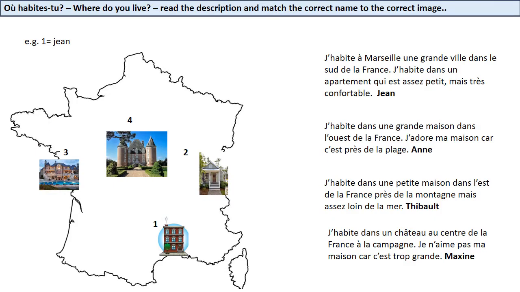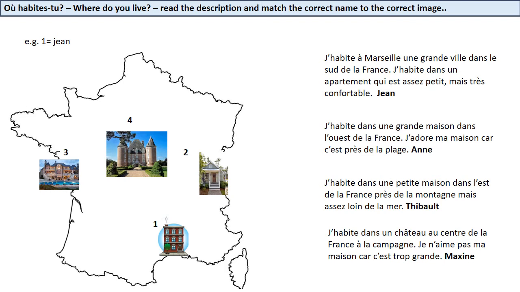Okay, so for this task then, it's a reading task that requires us to read these 4 different paragraphs and match the picture and the number to the person in question. You'll notice that I've done the example for you with 1 being equal to Jean. Number 1 down there in the south of France in an apartment is Jean.